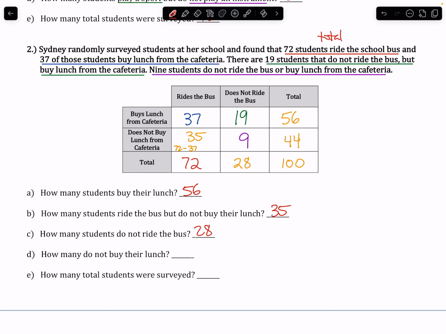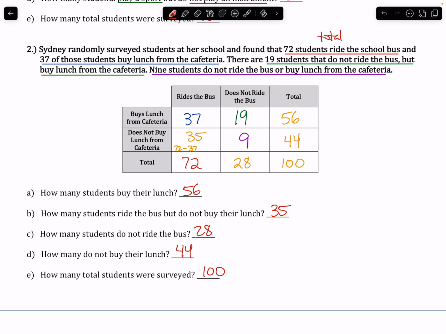Question D, how many do not buy their lunch? Again, we want a total, which is 44. And question E, how many total students were surveyed? We found that to be 100.